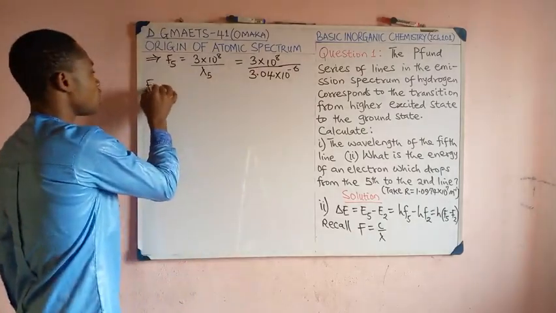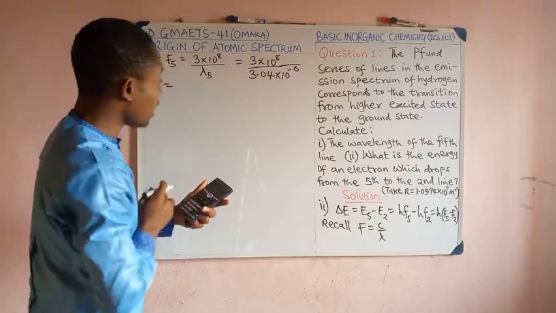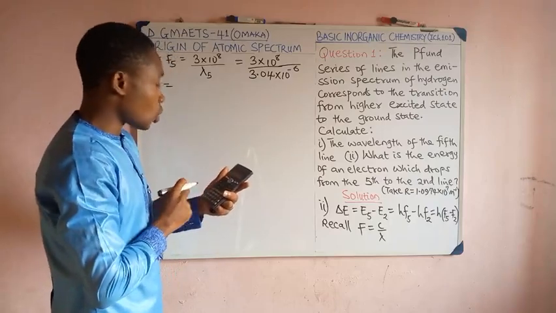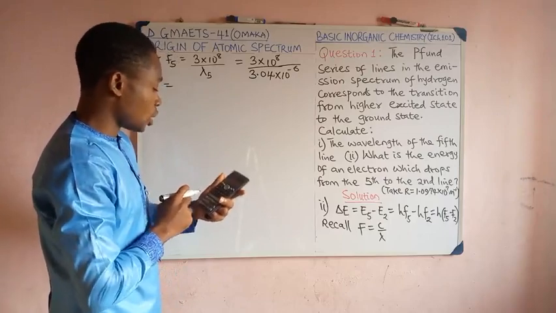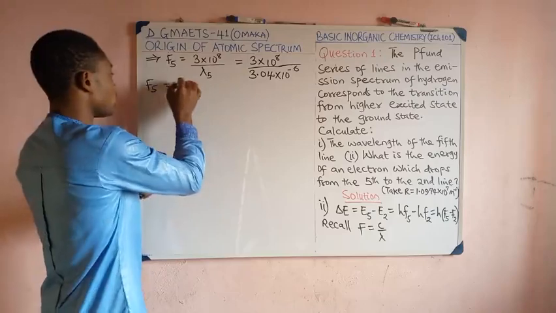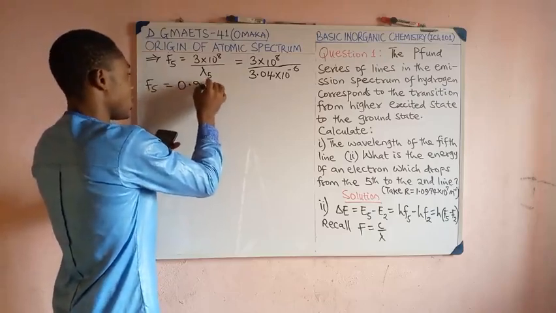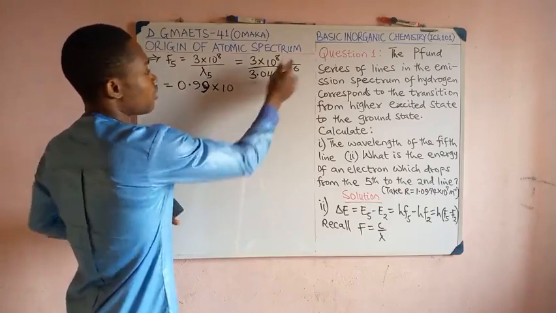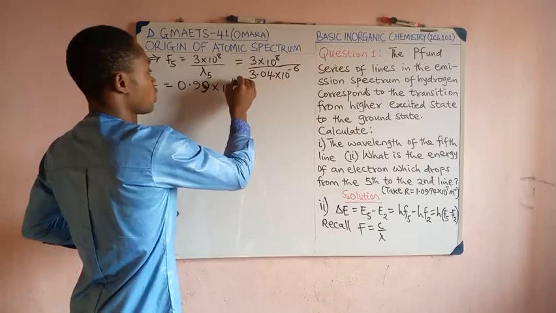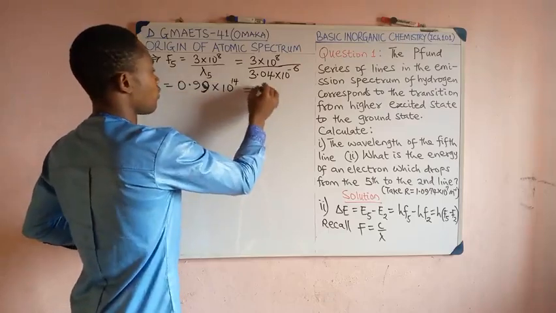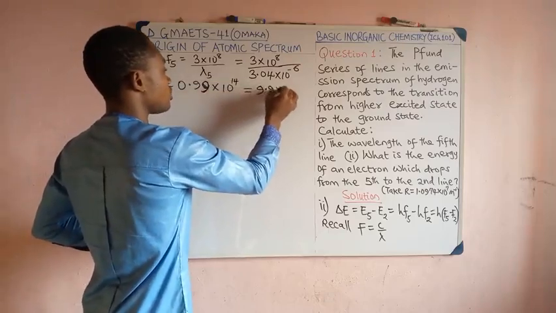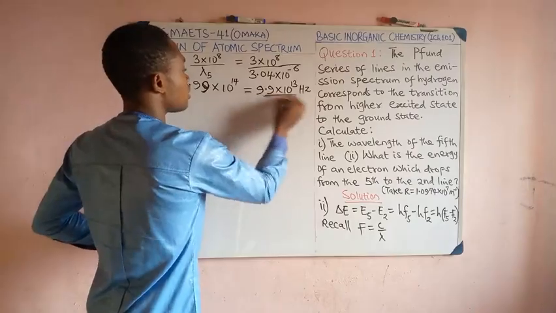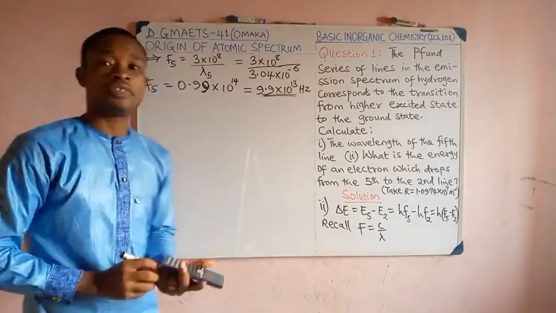So, the frequency now of the 5th line would give us what? Let's find out. 3 divided by 3.04 would give us 0.999 approximately, 0.99, so it's going to be times 10 raised to power 14. So this would be equivalent to 9.9 times 10 raised to power 13 hertz. So this is the frequency of the 5th line.